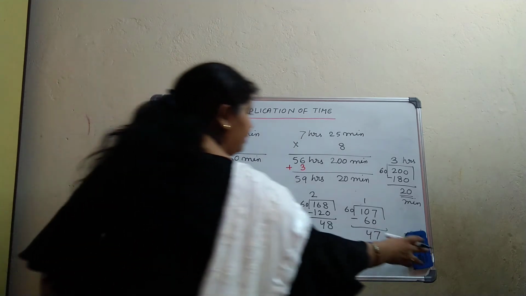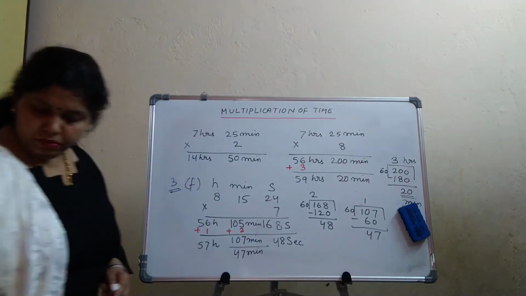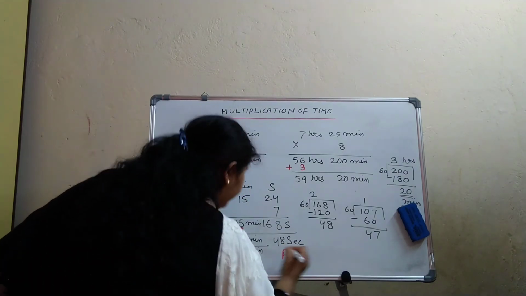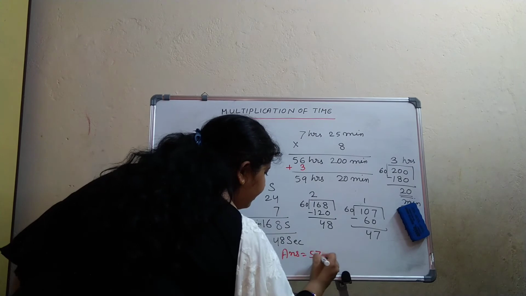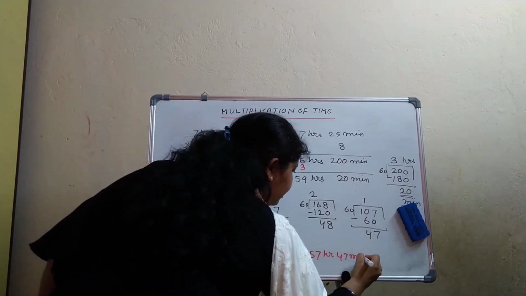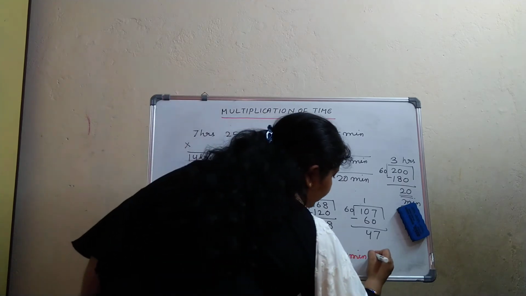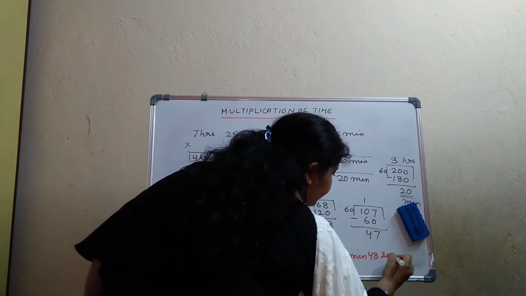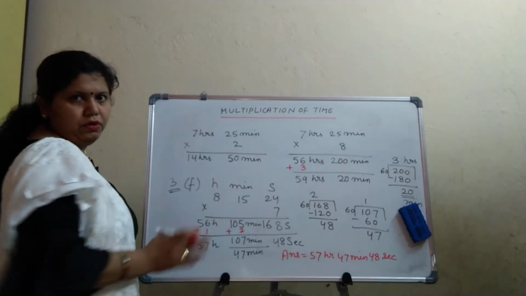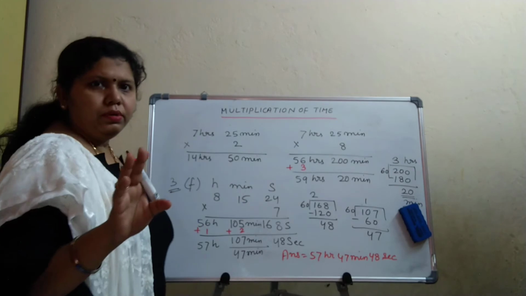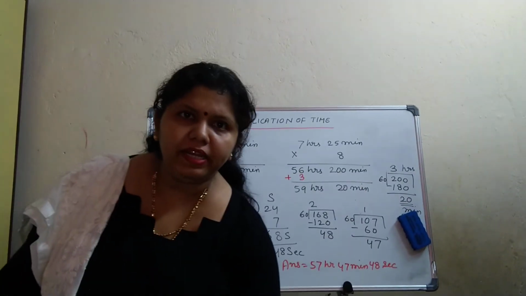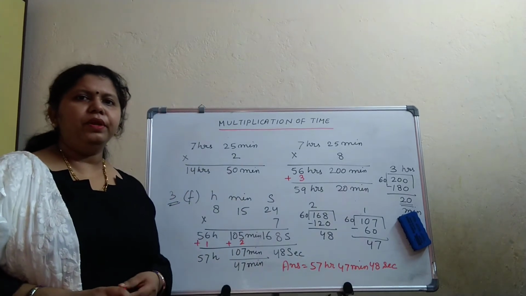Let me write it. So I got the final answer as 57 hours, 47 minutes and 48 seconds. This is the final answer that I have got after multiplication of this. Now I have one question left of the revision, that is subtraction. Okay, let me do it.